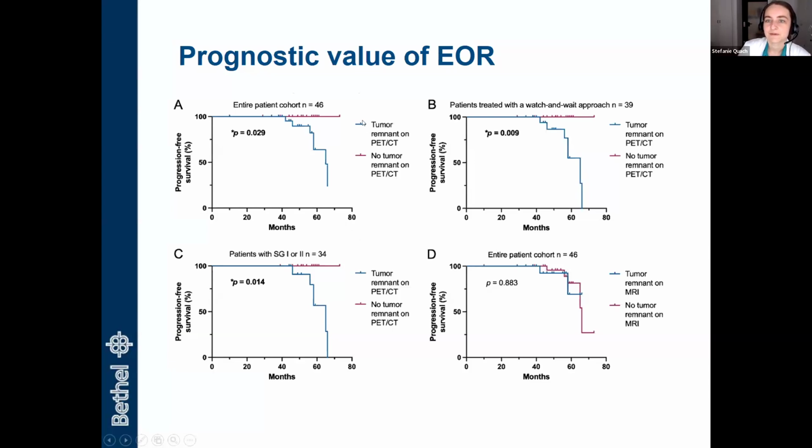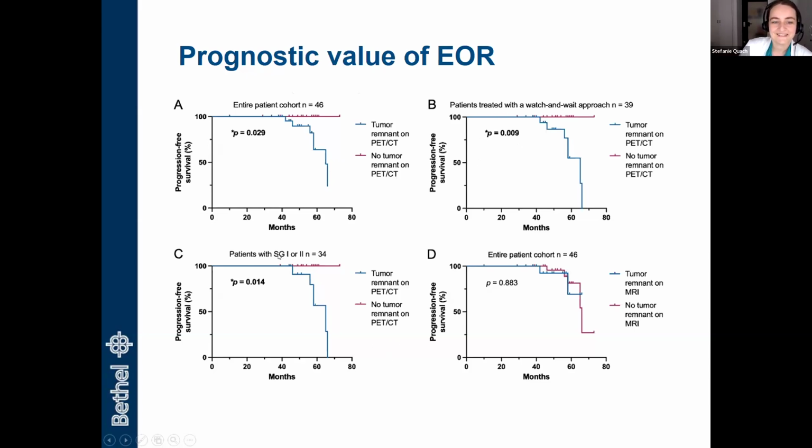They also looked at subgroups, so taking out those patients that were treated with radiotherapy. Of course, this could possibly muddy the analysis. So these were only patients treated with a watch and wait approach, where the surgeon was confident that there should not be any meningioma growing in the time soon. And also there, only patients with a tumor remnant on PET-CT had recurrence, the others did not.